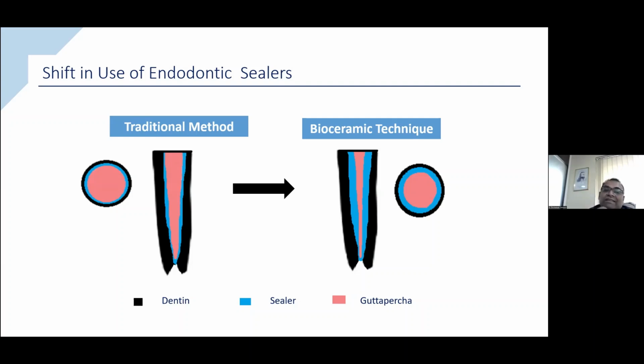Initially, the sealers lacked the properties. They had disintegration and solubility, but this has been overcome in bioceramic sealers. Thus, the volume of sealer in the bioceramic technique is more. It is a sealer-based obturation technique with a single gutta-percha cone, which is also used as a plugger, or used in case of re-root canal treatment.